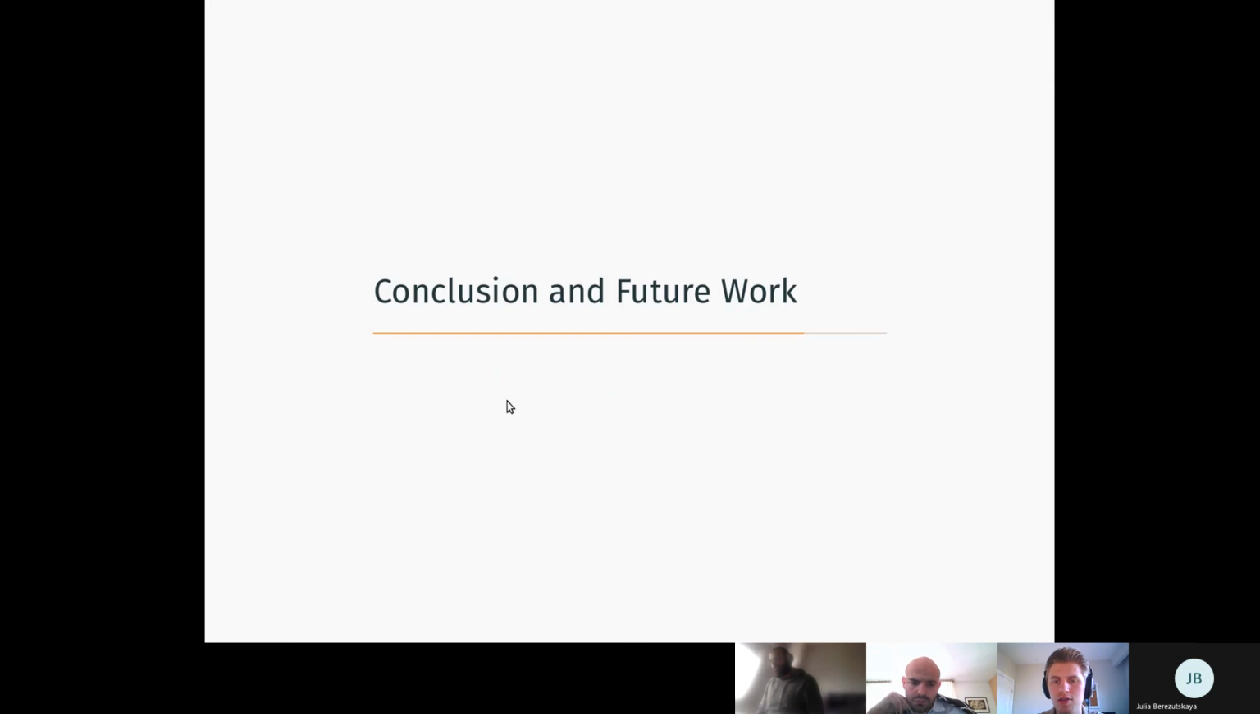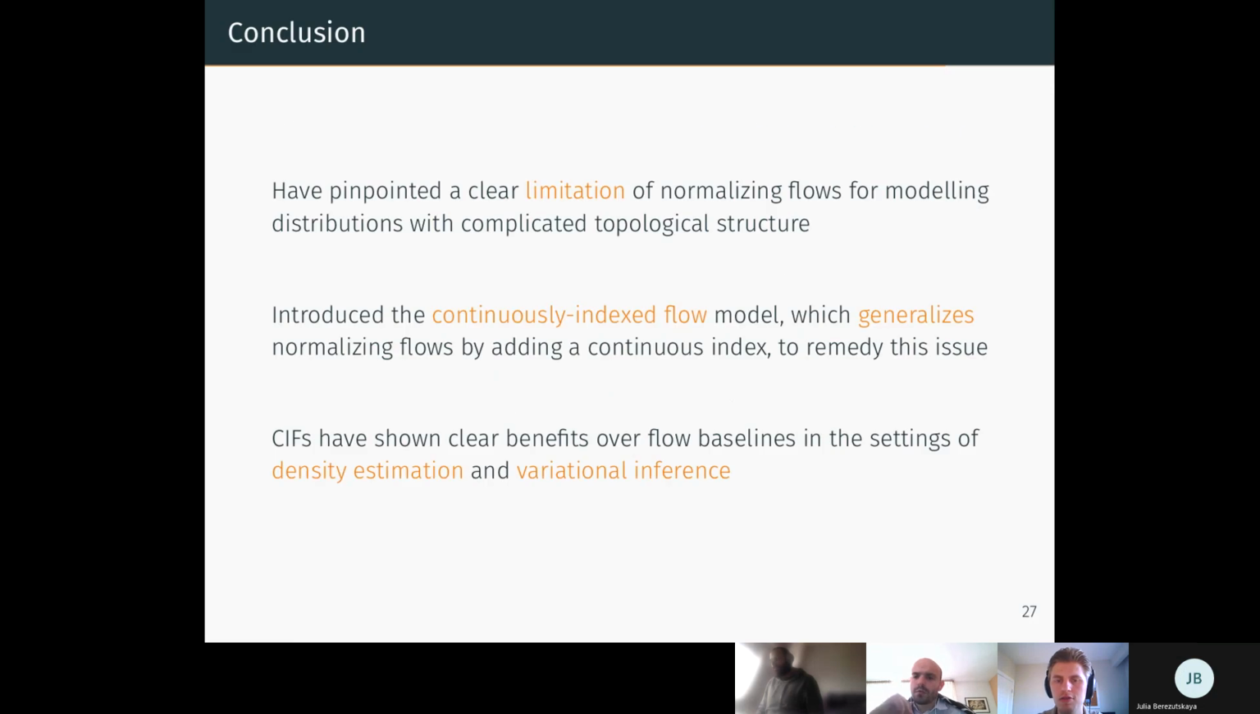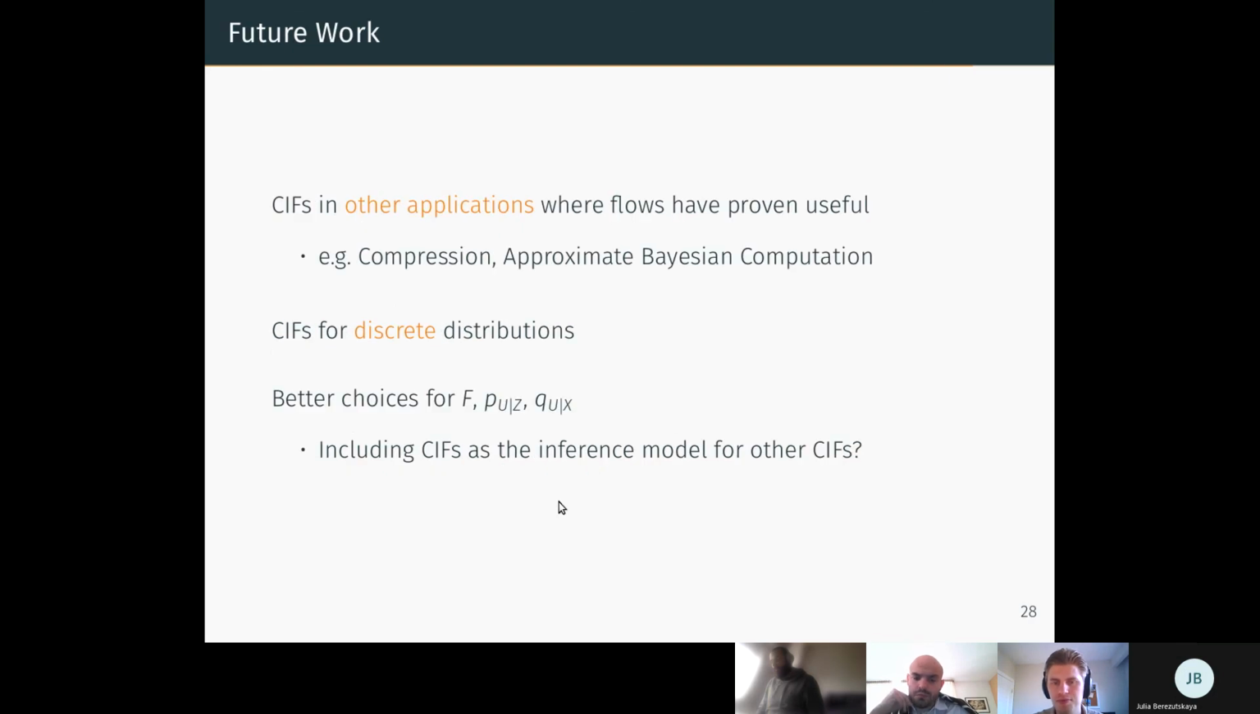Cool. So let me conclude. What have we done in this talk? We pinpointed a limitation of normalizing flows. We introduced the CIF to get over this limitation and generalize normalizing flows by adding some randomness. And CIFs have improved over normalizing flows in both density estimation and variational inference.